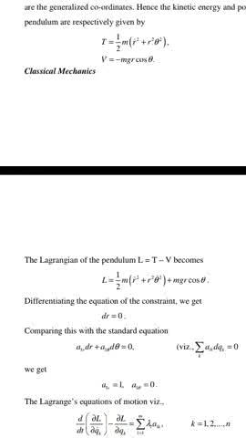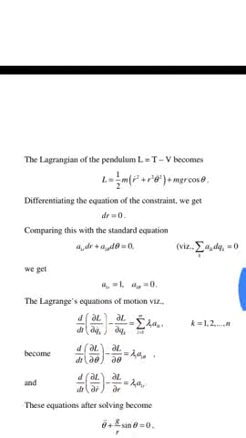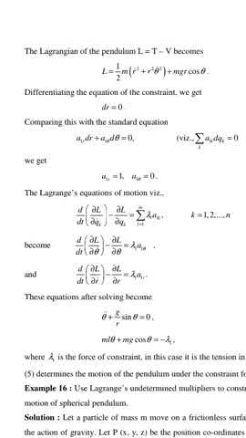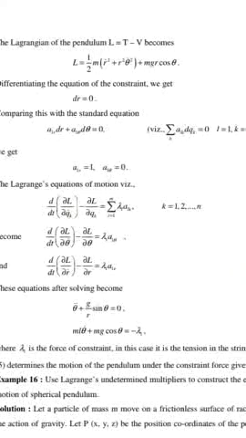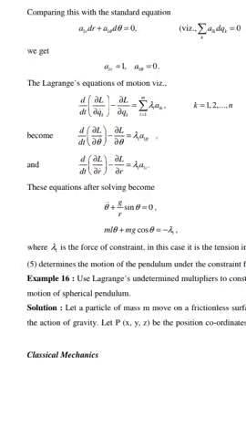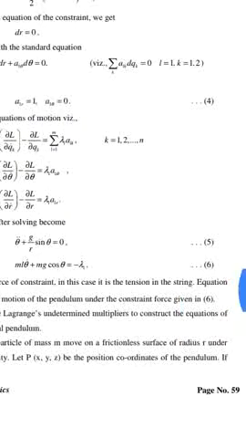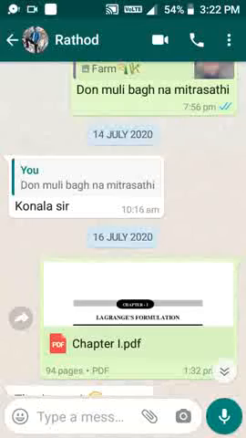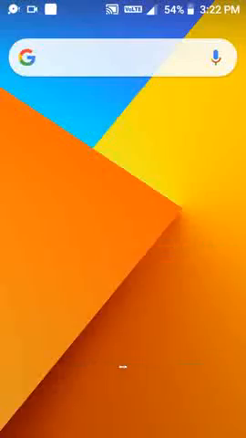Differentiating this, dr is equal to 0, and a_lr dr plus a_l theta d theta is equal to 0, and so on. Substituting, we get theta double dot plus g by l sin theta equal to 0, and m l theta dot square plus m g cos theta is equal to minus lambda_l, where lambda_l is the force of constraint, and in this case the tension of the string. Equations 5 determine the motion of the pendulum under the constraint force given in 6, and so this completes our task for today.